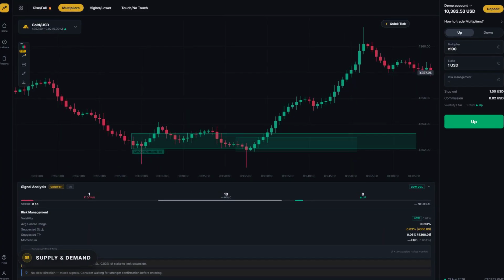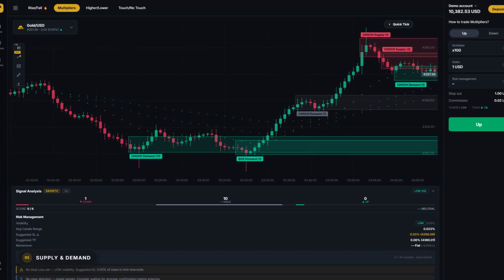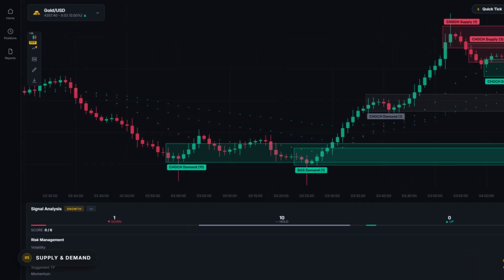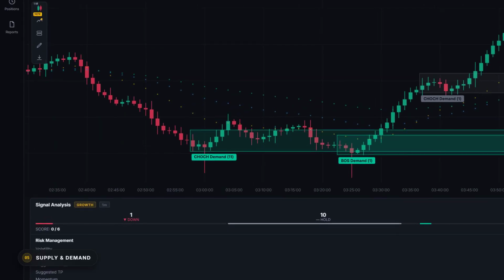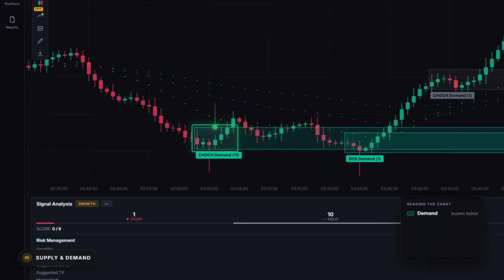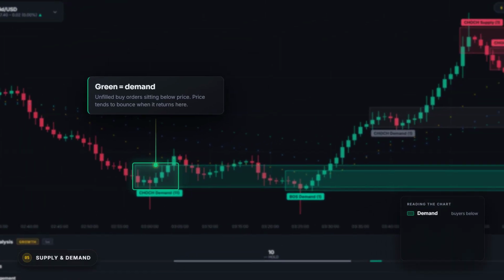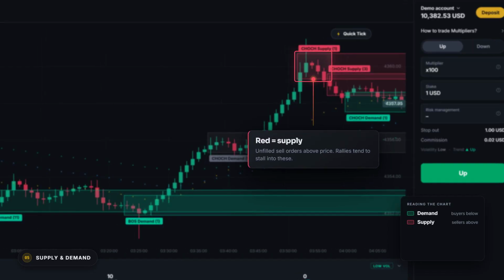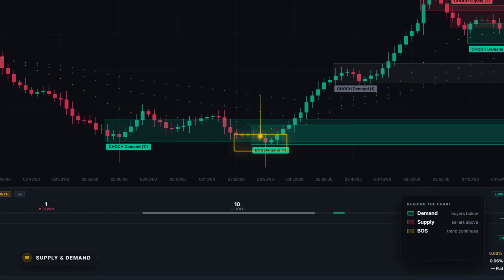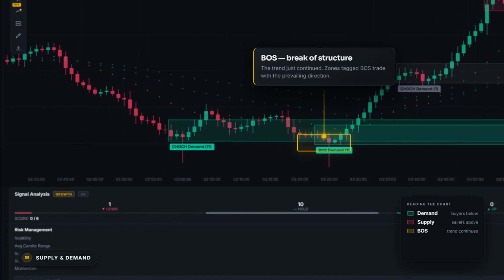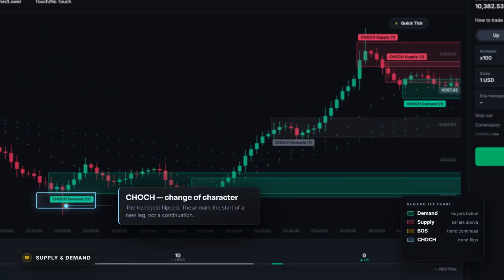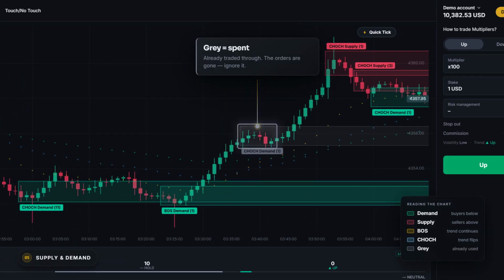Second, and this is the powerful one, the SMC Supply and Demand Engine. Smart Money Concepts tracks where the big institutional orders sit. Green boxes are demand, buyers waiting below price. Red boxes are supply, sellers waiting above. BOS means break of structure. The trend just continued. CHOCH means change of character. The trend just flipped. Gray boxes have already been used up, so ignore them.